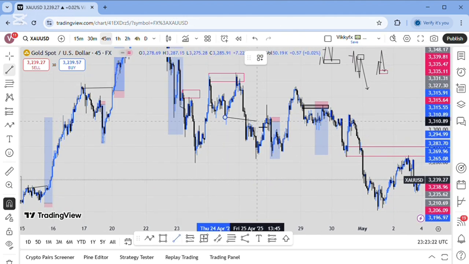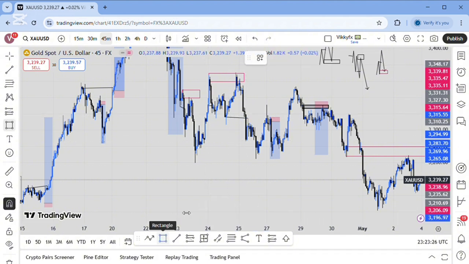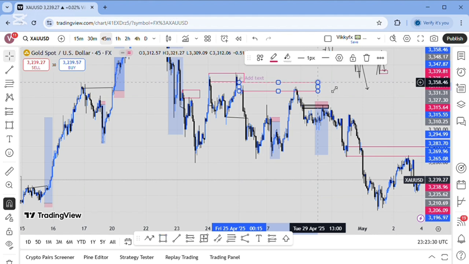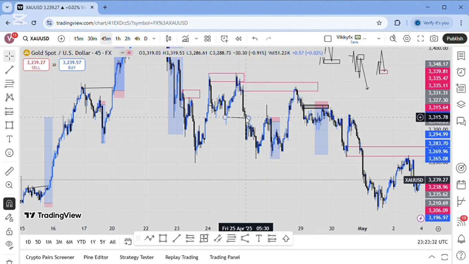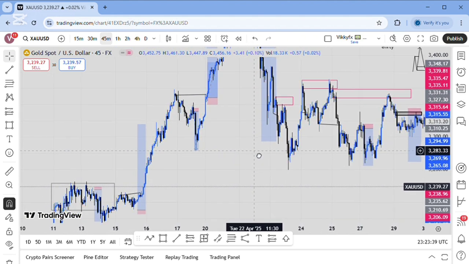This is a break of structure. This particular one to show you guys is a supply zone. This one is a demand zone. So I'm just showing you guys, so you can see that it respects a lot. See, this is a break of structure to the downside. Then your supply zone.